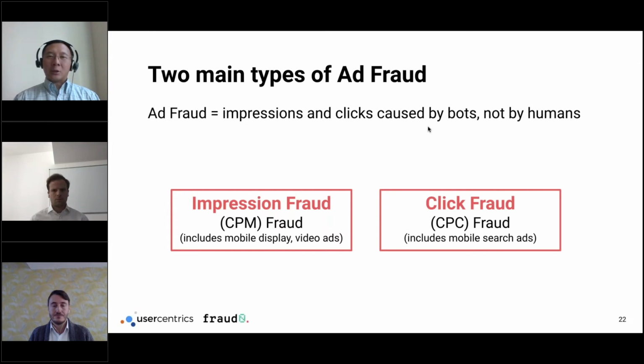So the bot's job is to create as many impressions as possible because they will get paid for every 1,000 times those ads load. On the right-hand side, when we talk about click fraud, it's a little bit more advanced because it's a two-step process. They have to cause the ad to load, and then they have to click on it.